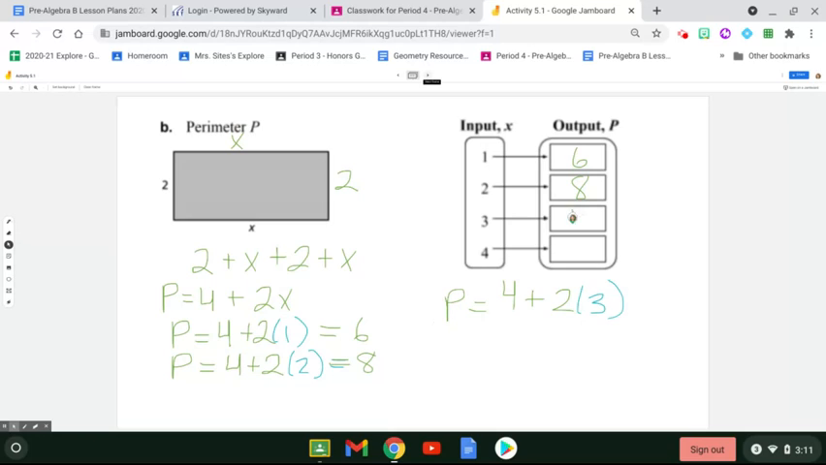So 2 times 3 is 6, and 6 plus 4 is 10. Do you notice there's a pattern going on over here with the output values? I hope you start to notice that. So this time I want an input of 4. So 2 times 4 is 8, and 8 plus 4 is 12. Okay, let's try another.